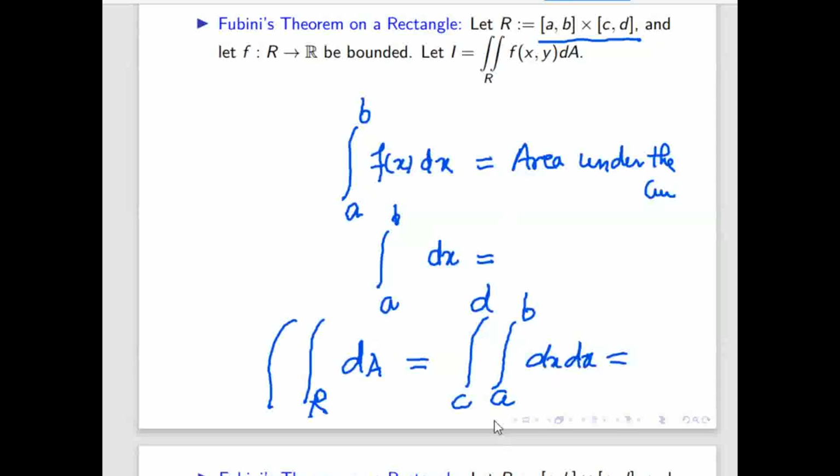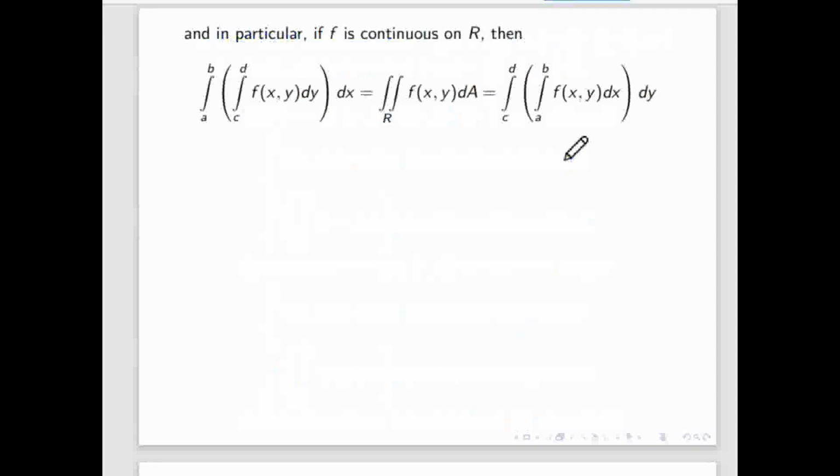The first one will give b minus a, and into that, here it will give d minus c. That is nothing but the area of this rectangle. So this double integration will represent the area of the rectangle. Here it will give the length of this interval. So we can calculate the area of any region, not only this rectangle. We can calculate the area with the help of double integral also. That we'll see.